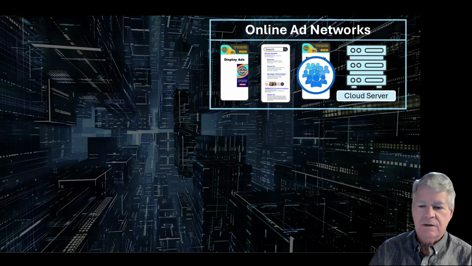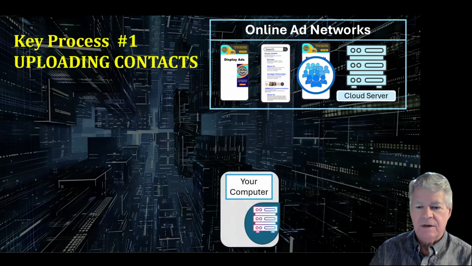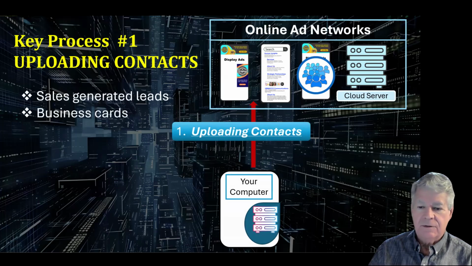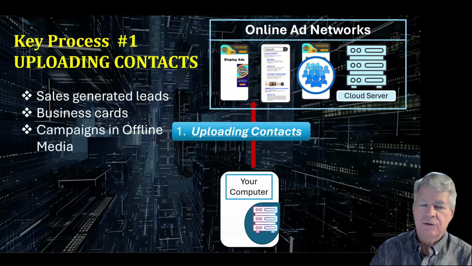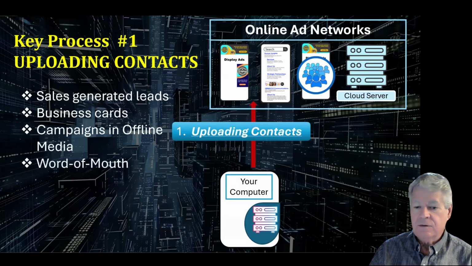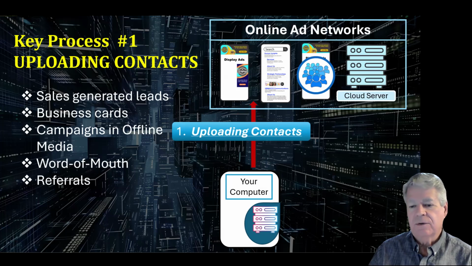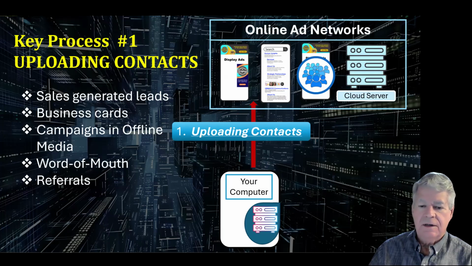There are 4 key processes you should know. The first key process is uploading contacts from your CRM. You may have acquired these contacts from multiple sources, including sales-generated leads, business cards collected while networking, campaigns and offline media that were directed to a landing page that you created in your CRM, customers who found you by word of mouth and subscribed to your website or came to your place of business, and customers who found you through referrals. You can use these leads to build an initial audience in Facebook or LinkedIn and continue building your own contacts continuously in your CRM.